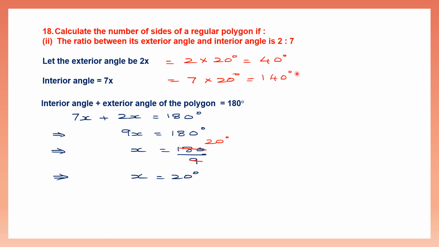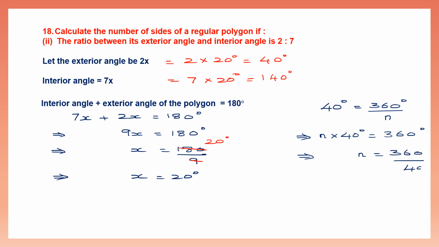Now we know both exterior and interior angle. We can find the number of sides. Let's use the formula for exterior angle. So 40 degrees is exterior angle. The formula is 360 degrees divided by n. Now let's cross multiply. Remember, n is the number of sides. So n into 40 degrees is equal to 360 degrees. Now we can find the value of n by saying n is equal to 360 divided by 40. We can cancel. 40 into 9 is 360. So we have found the number of sides and the number of sides is 9. So this is our answer.